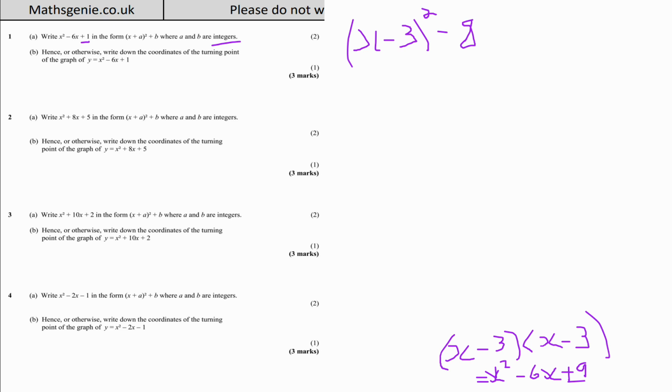So we have the expression x squared minus 6x plus 1, but we get a plus 9 when we expand this bracket. So if we take off 8 at the end, we get that positive 1, which is what we need. Part B. Hence or otherwise, write down the coordinates of the turning point of the graph y equals x squared minus 6x plus 1. So the turning point is the point at which the graph turns. Now the graph turns at the point 3, negative 8.